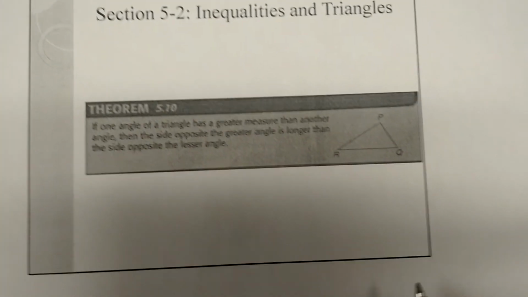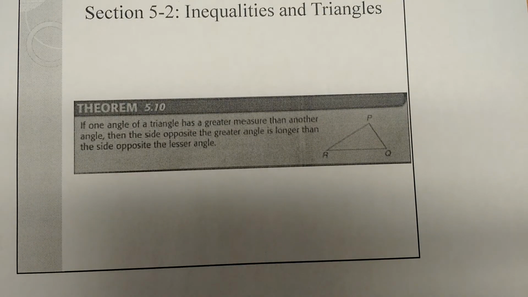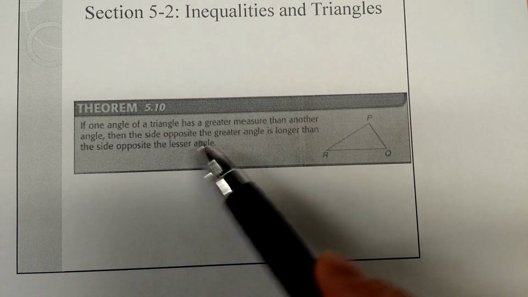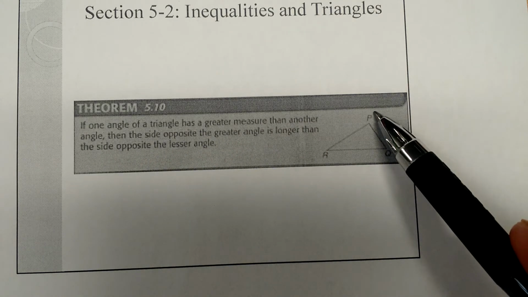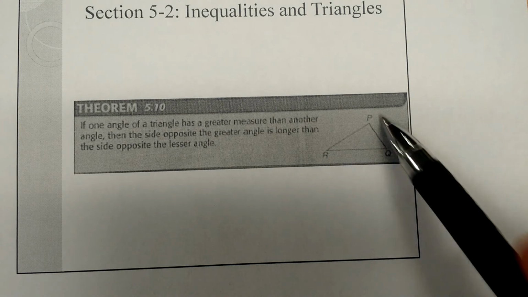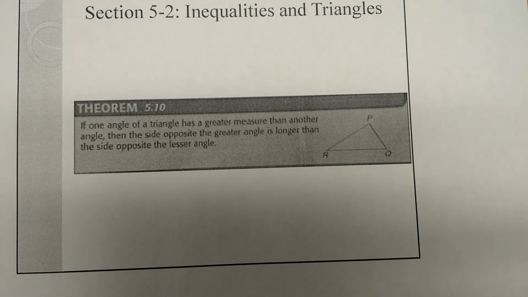And then the last one is just the reverse of theorem 5.9. If one angle of a triangle has a greater measure than another angle, then the side opposite the greater angle is longer. So if I know that angle P is bigger than angle Q, I know that RQ is bigger than RP. So that's the end of the section.